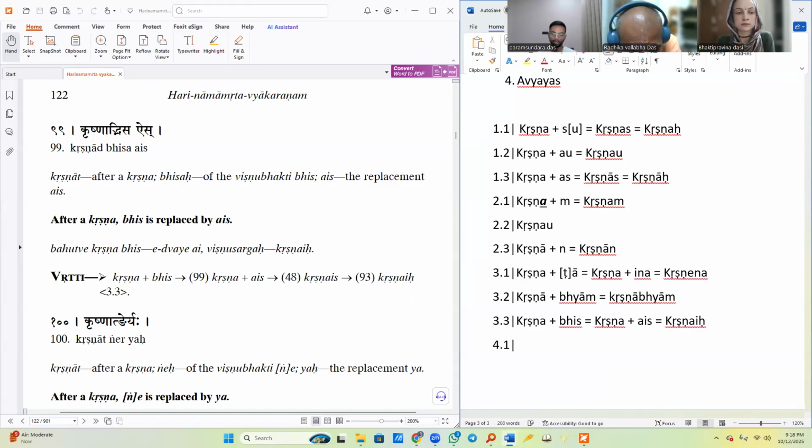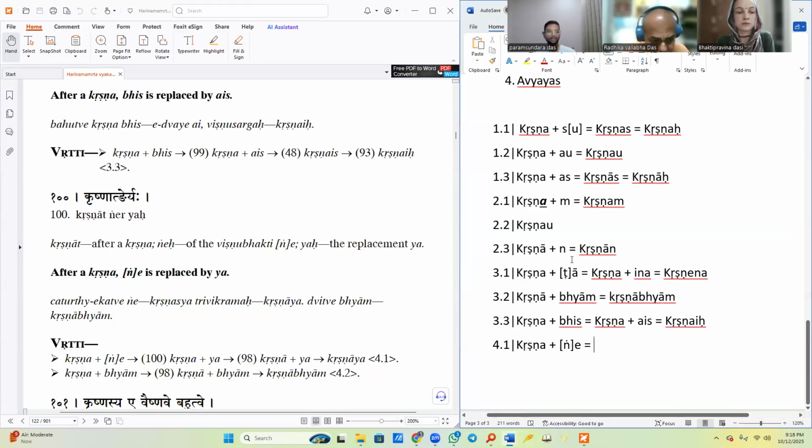Then 4.1, Nge. So Krishnat Nger Yah: after Krishna, Nge is replaced by Yah. So we replace Nge by Yah. Now Yah is a Gopala, so we make A into Trivikrama by that previous rule, and we get Krishnaya, like Krishnaya Namaha, Krishnaya Vasudevaya. 4.2 is same like 3.2.